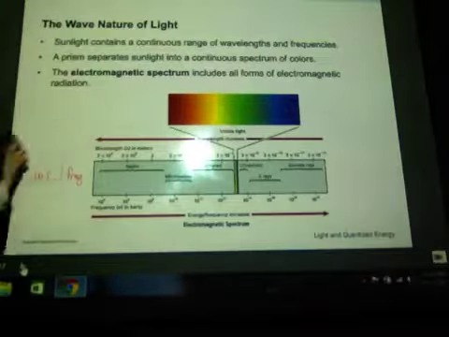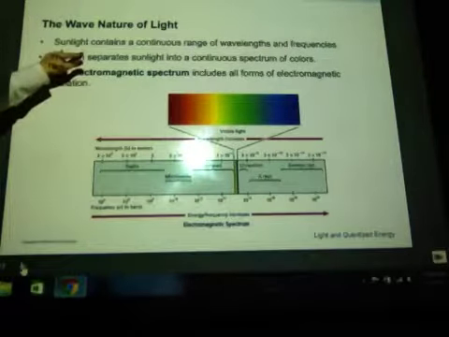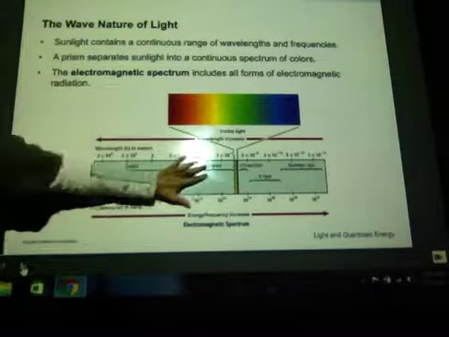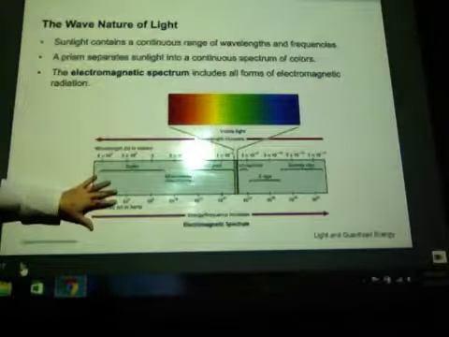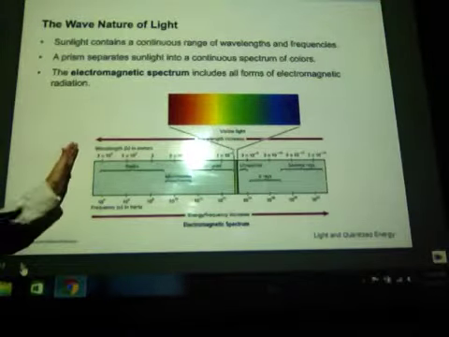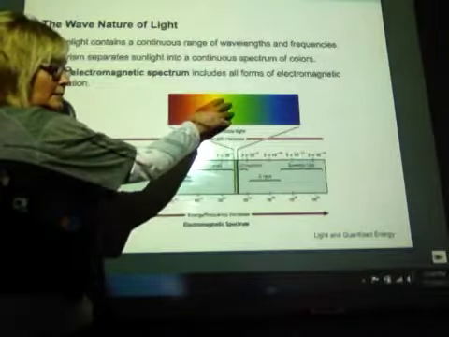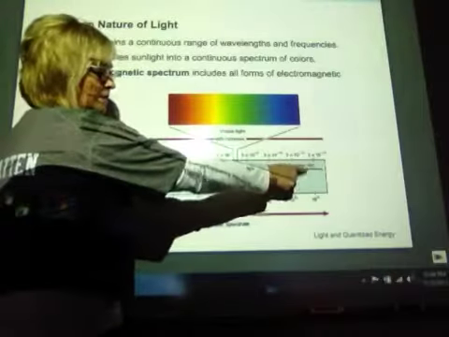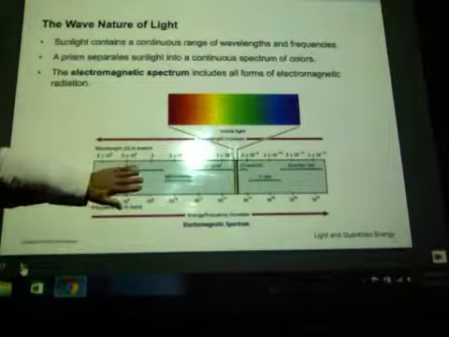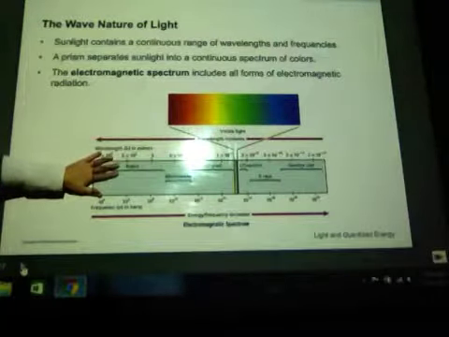So if we look at the sunlight from outside, there's a continuous range of wavelengths and frequencies. And this grid is called the electromagnetic spectrum. You can find this in pretty much every chemistry book. I can see that the light that we see occurs right here. Gamma rays, which are very destructive, are over here. Radio waves, which are very common and we listen to all day long, are on the other end of it.